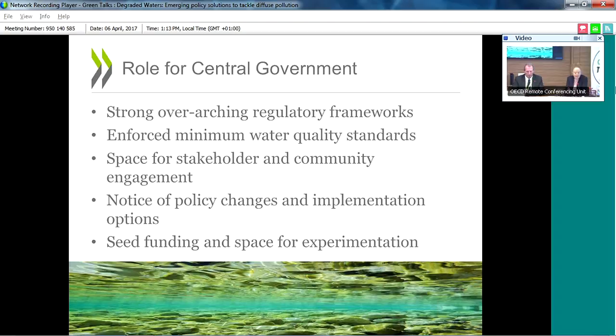In doing so, government sends the right signals to local authorities, to stakeholders, to investors. It encourages innovation and minimises the cost of water quality management for society as a whole.